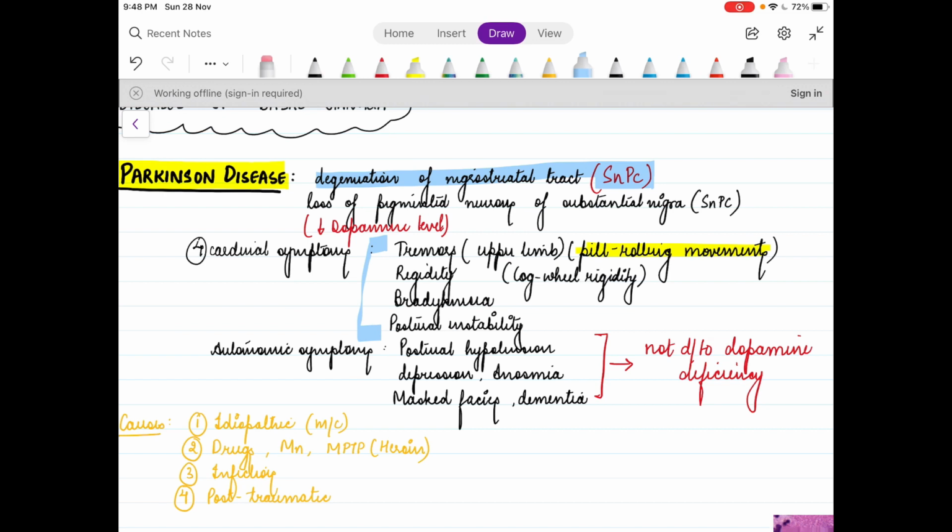Second feature is rigidity. Tremors and rigidity together, superimposed in the upper limb, are seen as cogwheel rigidity. The third symptom is bradykinesia and akinesia. It appears as if the patient is trying to move very fast, but he is not able to take his steps at the pace that he wants.